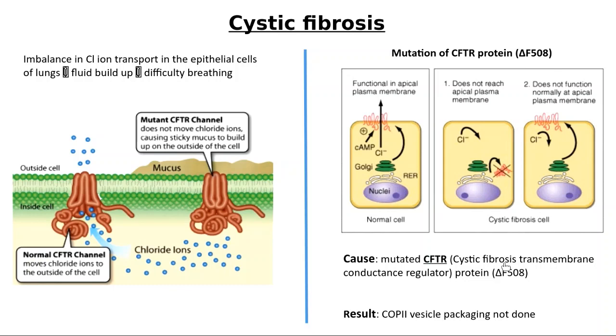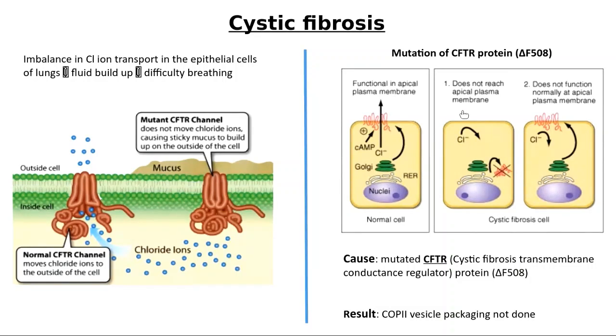Although remember, the CFTR protein gets properly folded in the ER, but it doesn't even get recruited into the COP2 vesicle. So it cannot even go to the cis Golgi and further to the plasma membrane itself. So although it's completely functional and properly folded, it cannot reach the plasma membrane. So in that case, no chloride transport.